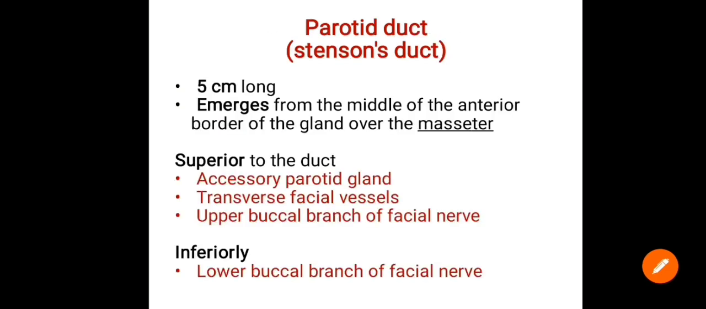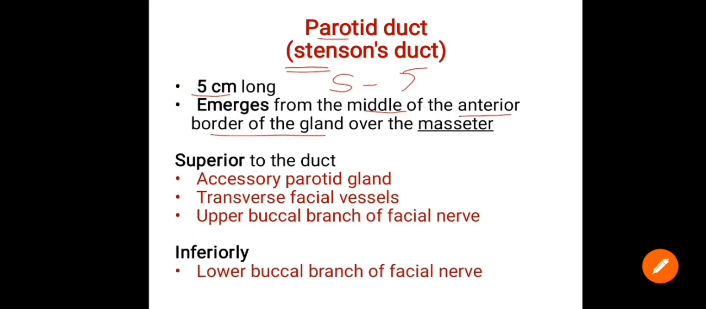Now let's see a few lines about the parotid duct, as it can be asked as a separate short note or along with your essay. Now the parotid duct is also called as the Stenson's duct. Okay, please remember that it is also called as the Stenson's duct, and it's around 5 centimeters long. You can remember that as Stenson's is S, so S and 5 almost looks the same, right? So it's 5 centimeters long and it's emerging from the middle of the anterior border of the gland.